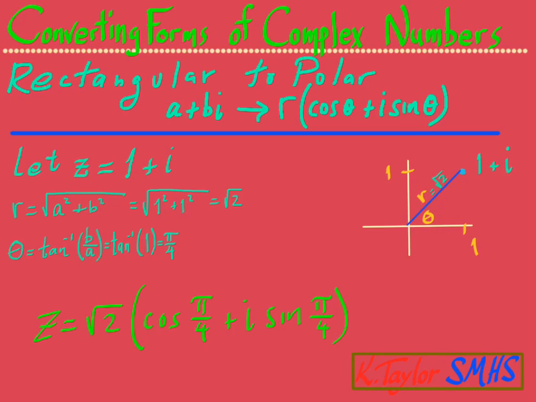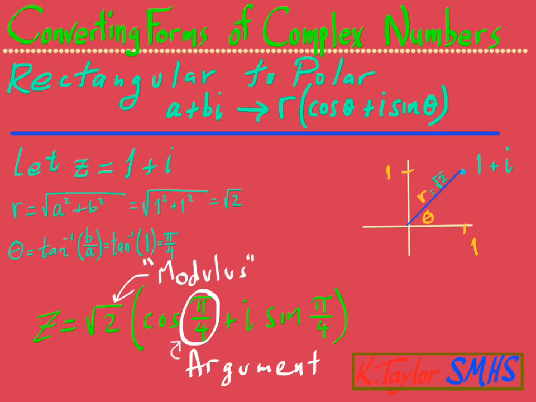Look at all that stuff there. We went from cute little 1 plus i to this root 2 times cosine of pi over 4 plus i sine pi over 4. Pretty impressive, right? I want to point out a couple of things about this number. The number in front is what is called the modulus. It's a Latin word. It means something, I don't know exactly, but that's what it's called. That's the r. It's the modulus of z. And the angle is called the argument of z. So we have the modulus and the argument, the r value and the theta value for that polar form of that complex number.